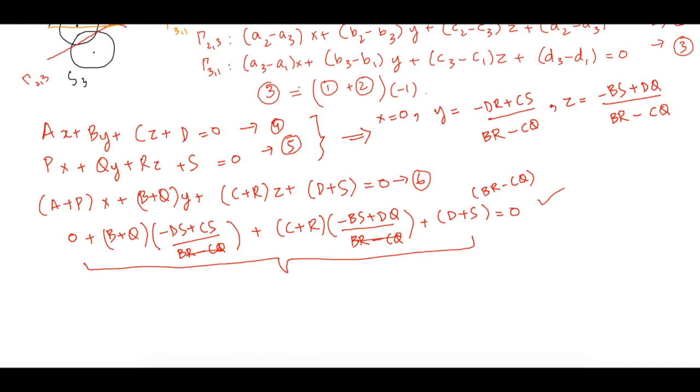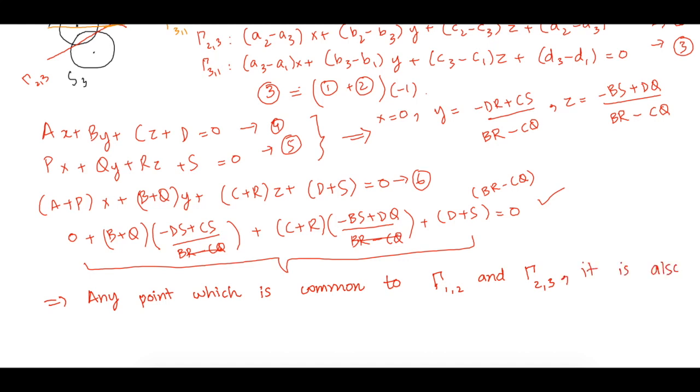Okay, so what have we proved? This means any point which is common to the radical plane for sphere 1 and sphere 2 and the radical plane for sphere 2 and sphere 3 is also on the radical plane of sphere 1 and sphere 3.